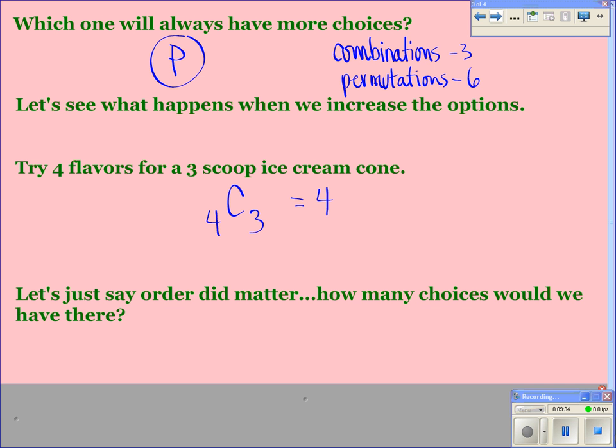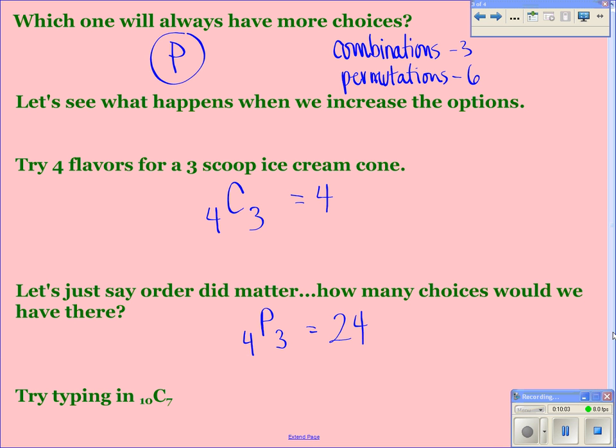Now, just so that we can practice using our calculator, let's say that the order did matter on this ice cream cone. How many choices would we have? Well, we would have 4, permutation 3. And if you put that into your calculator, you should get 24. So that increases it quite a bit.